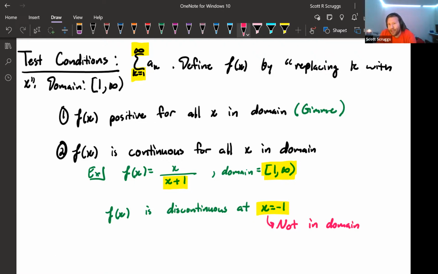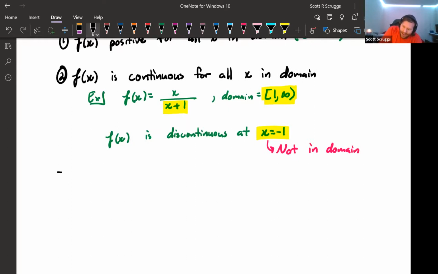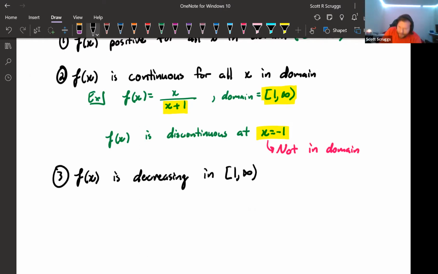So I would verify condition 2 by saying, okay, where would the discontinuity be? And then make it clear that the discontinuity is not even in my domain to begin with. So I don't even have to worry about it. And then the condition 3 that I need to show for the integral test is that f of x is decreasing in my domain from 1 to infinity.